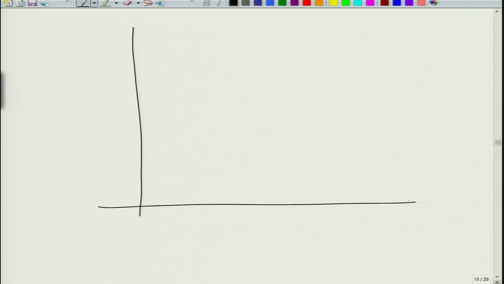So, we depict this graphically using this plot. Here we change the quantities a little bit. Let us say this is sigma E, the engineering stress, and this is engineering strain.